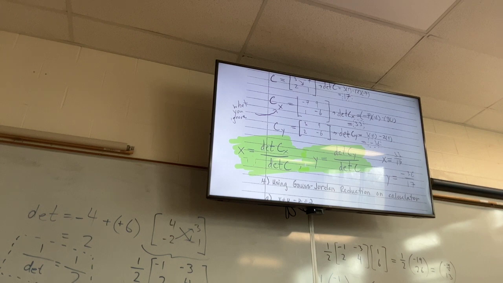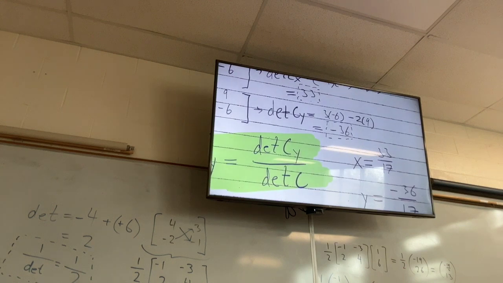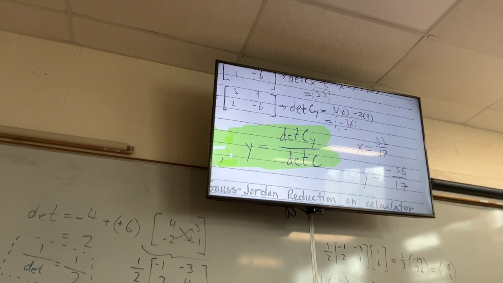Is x negative? No. Sorry, let me write these little numbers. That's the answer. Yeah, that's a lot easier. It's like half as many steps too.